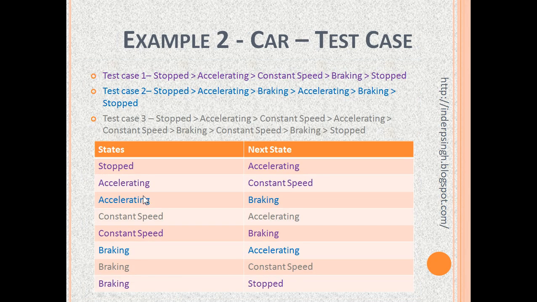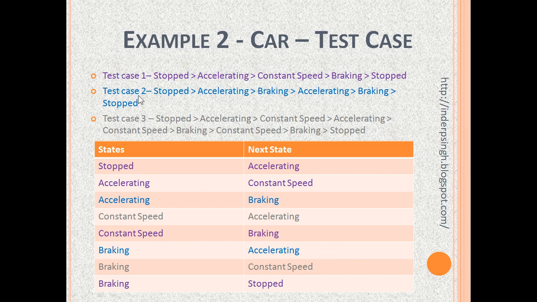So here we have the same state table. Let us say we design a test case 1, and here the workflow is we can change from stopped state to accelerating state to constant speed state to braking state, and braking state to the stopped state. So this covers several valid transitions: stop to accelerating, accelerating to constant speed to braking, and braking to stopped. Since this test case does not cover all the valid transitions, we need other test cases.